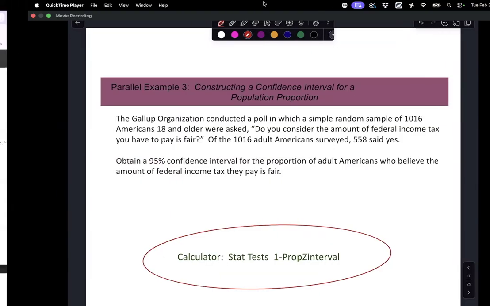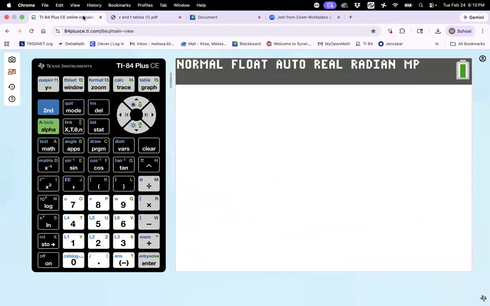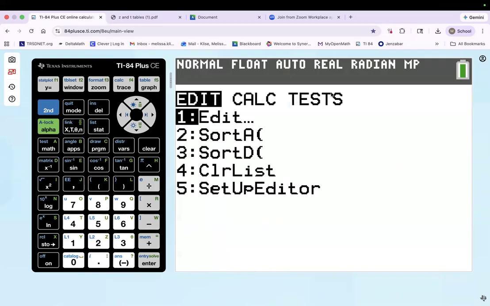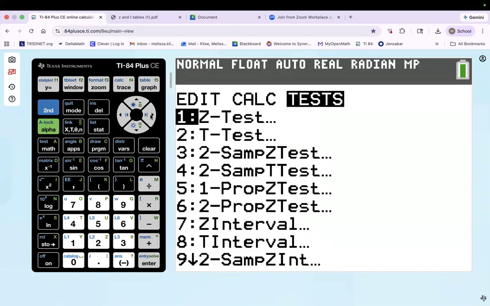All right. Pop over to my calculator. So where you find 1 prop z interval, we are not using distributions. This is not a distribution. It is where we found one var stats. Click on your stat button right there. We haven't done that in a little while. And go over to tests. Arrow over till you get to tests.